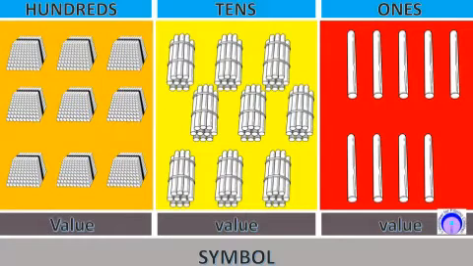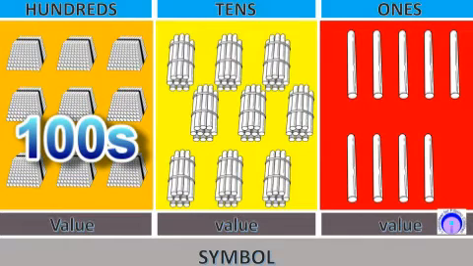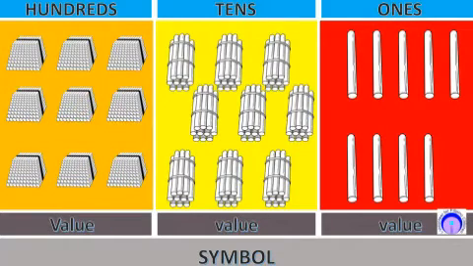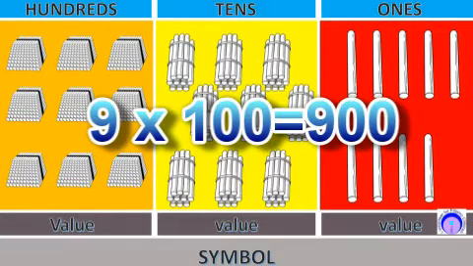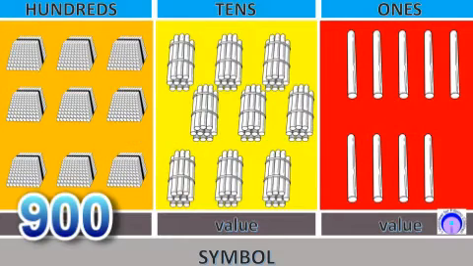Let's move on with the hundreds place. It is composed of objects bundled in hundreds. They are grouped by hundreds. Therefore, the value of these bundles is 9 times 100, which is 900.